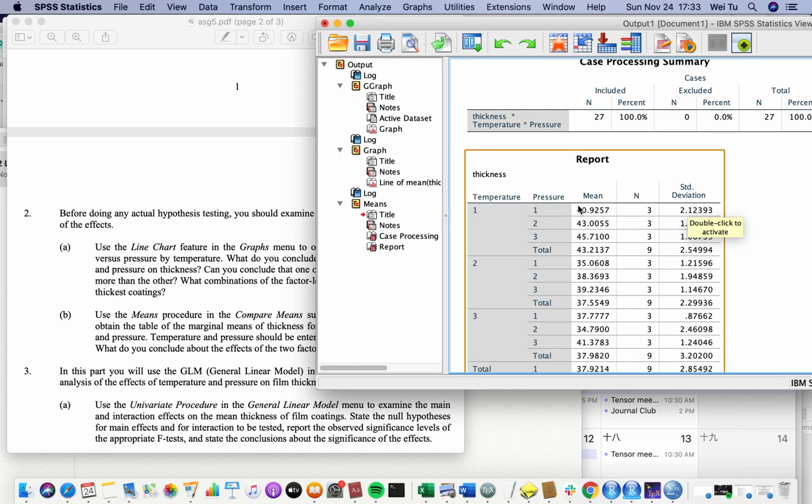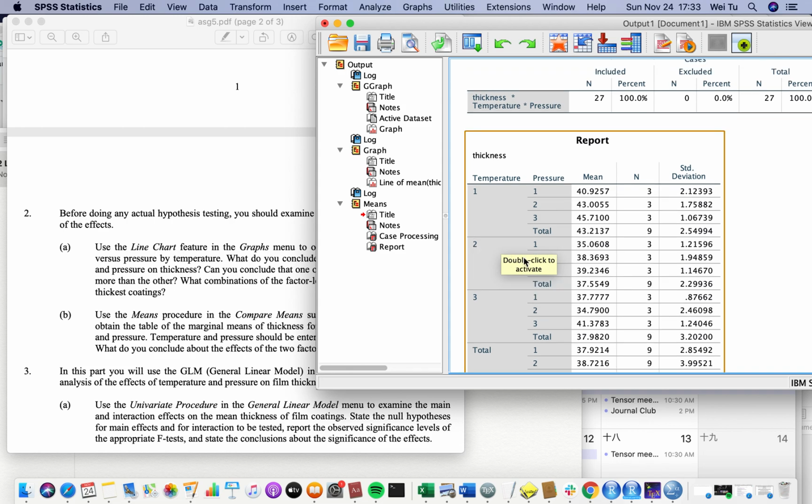So what do you get? You get basically, for example, the first subsection, the first block, it's low temperature. So we have the first row to be the combination of low temperature, low pressure, and we have a mean of 40. Low temperature, medium pressure, low temperature, high pressure. Oh my god. And then this one, total. This total basically means the sum of all the pressure. So it's all the low temperature one, regardless of the pressure, and it's 43.